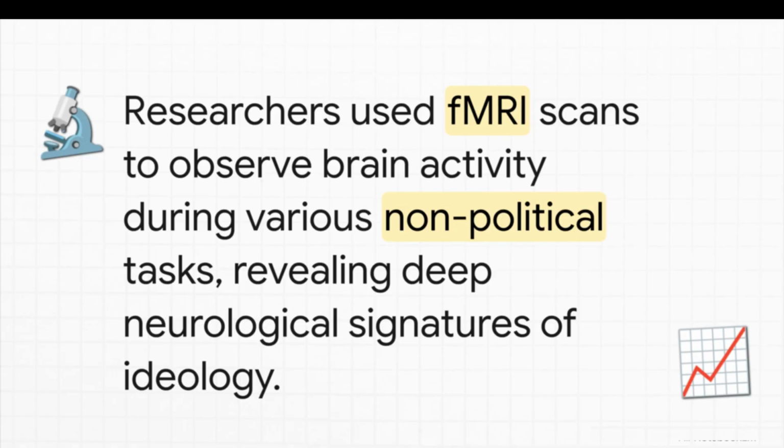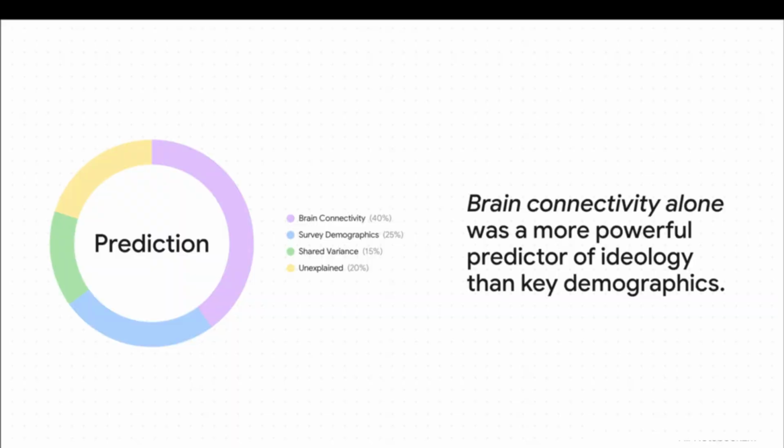And the results were just, wow. What they found was that just by looking at the patterns of how different parts of the brain were talking to each other, a computer could predict a person's political ideology with incredible accuracy. In fact, your brain's unique wiring pattern was a better predictor of your politics than things like your income or your level of education. Just let that sink in for a second.